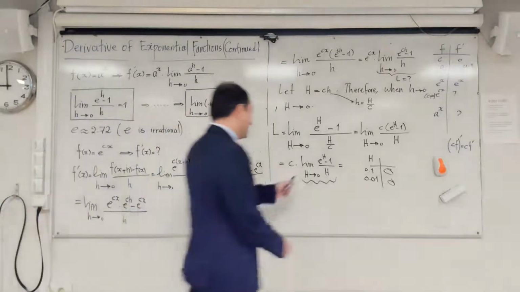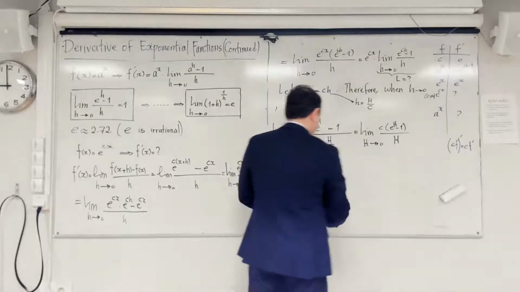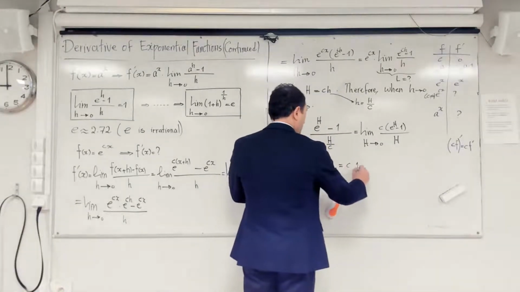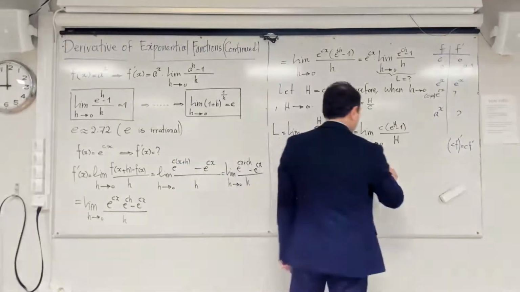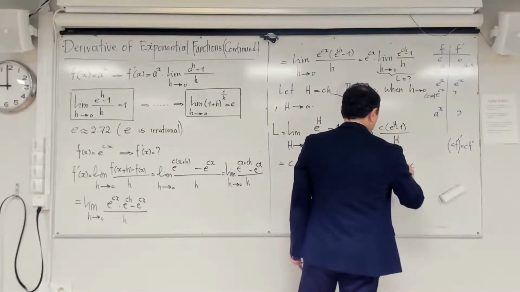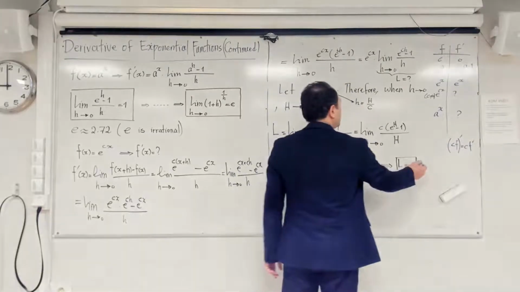Okay, and then what happens? This becomes c times 1, which is c. So this means that my L is c. When L is c, I put it back into this question mark.